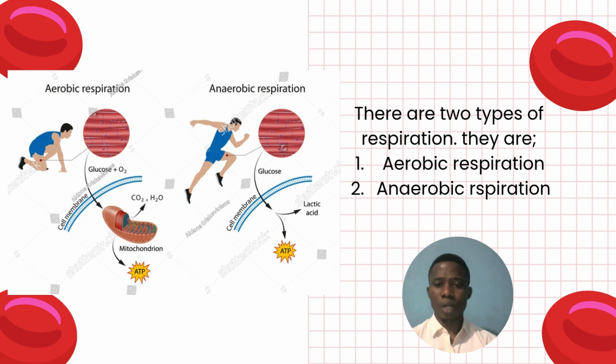On your right, you can see anaerobic respiration. Anaerobic respiration does not require oxygen, and this happens in the cytoplasm. It breaks down glucose into lactic acid and produces little ATP, which is adenosine triphosphate, and it is used for short, intense activities like the sprinter shown in the picture, as you can see.